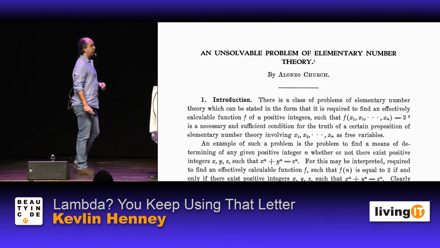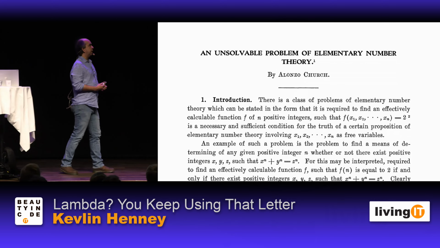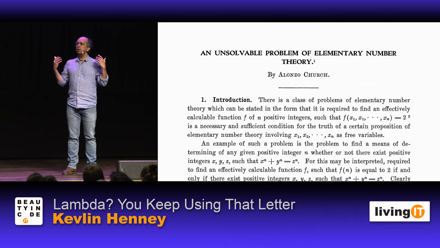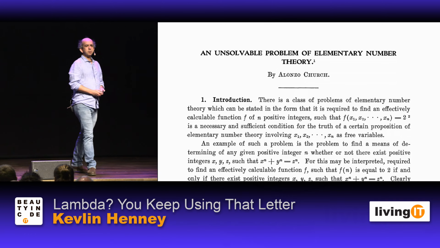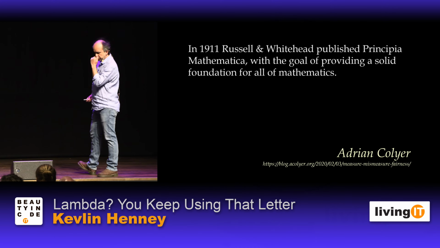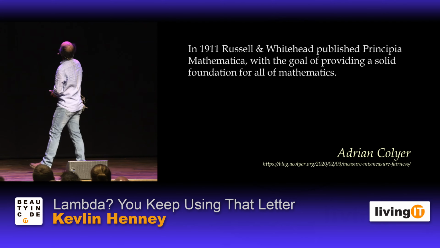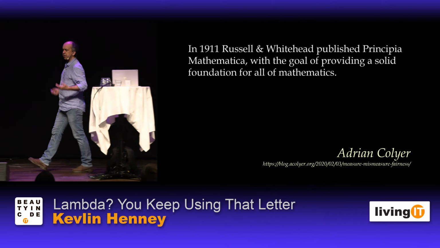And an idea that was formulated, well, I guess we started to believe it towards the end of the 19th century, that everything could be addressed and solvable and complete. Everything was knowable. Everything had a certainty attached to it. And this culminated in 1911, when Bertrand Russell and Alfred North Whitehead published Principia Mathematica with the goal of providing a solid foundation for all of mathematics, that it's provable, consistent, and all the rest of it.